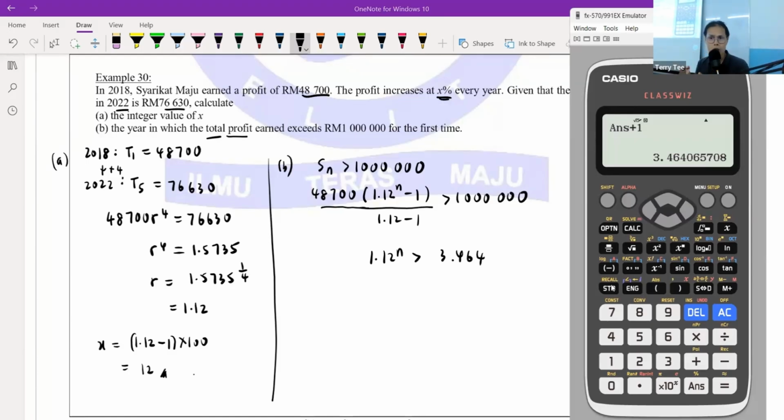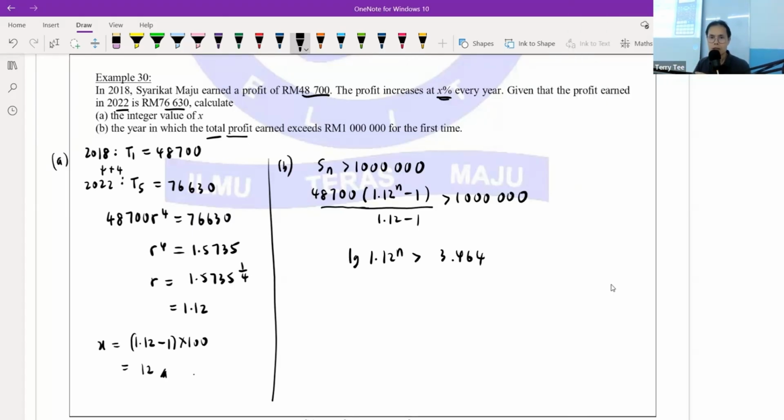Whenever you see inequality, we have to use logarithm. If it's an equal sign, then we can just compare. Here we introduce log on the left, log on the right. Bring the power down.